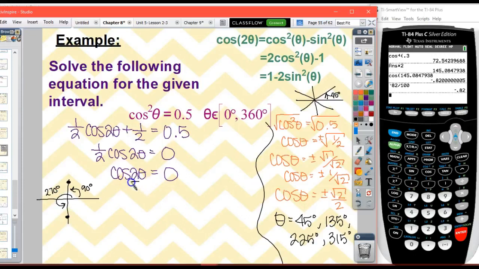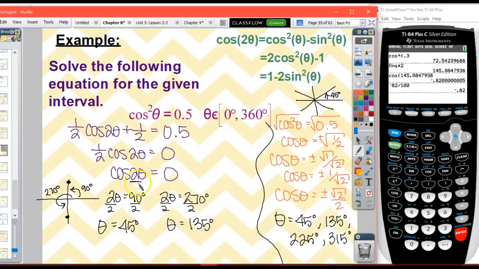But keep in mind, this is a 2 theta, so 2 theta needs to equal 90 degrees, or 2 theta needs to equal 270 degrees. Divide both of these answers by 2, and I end up getting theta is 45 degrees, and theta will then be 135 degrees. Well, normally to find more answers, I would add and subtract 360 to each of these.